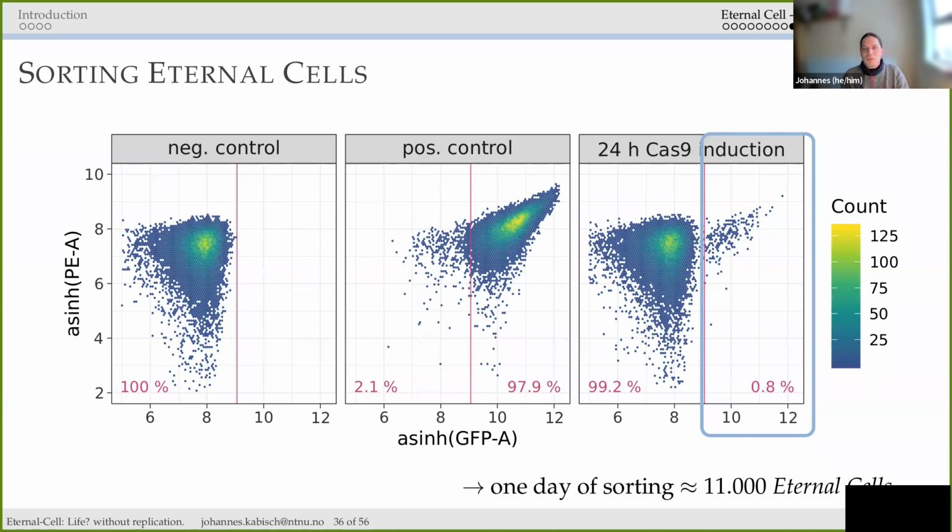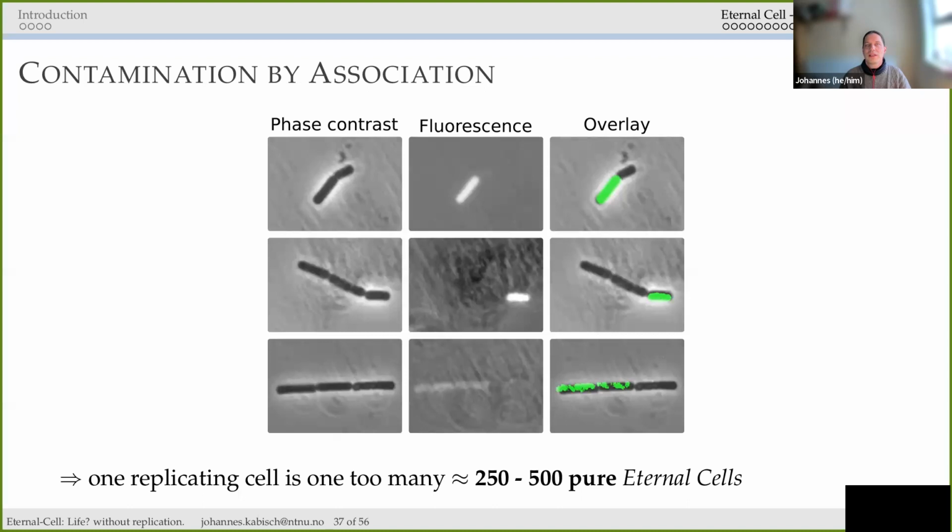Now, the problem with what we are doing here is that we are sorting, or we are selecting against life. So usually whenever we do a genetic manipulation, we give the cells some kind of advantage. So antibiotic resistance, so only the cells that have this change can replicate and grow. What we are doing here, of course, is the exact opposite. So we make sure that the cells that we want to have are unable to replicate.